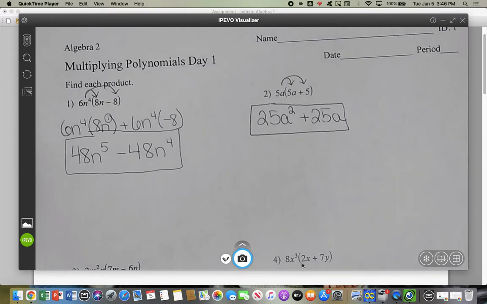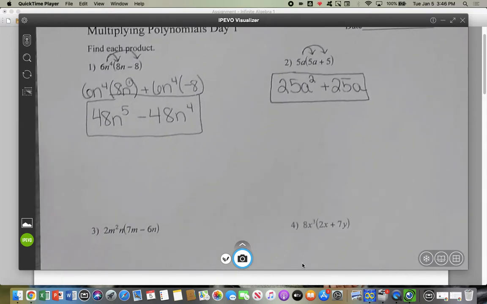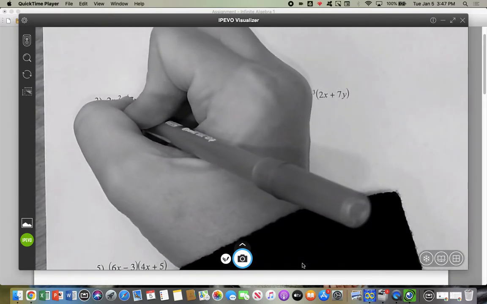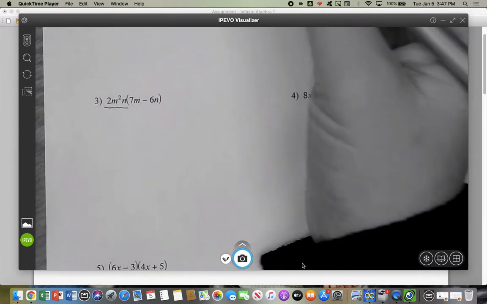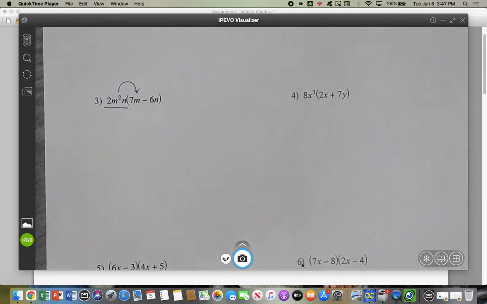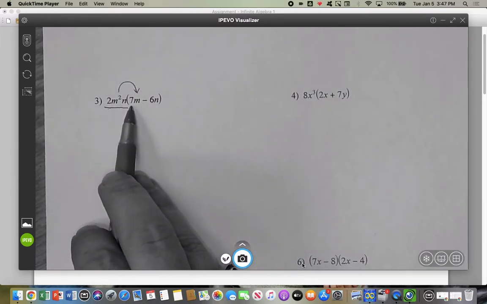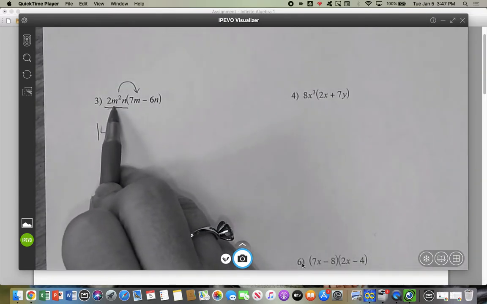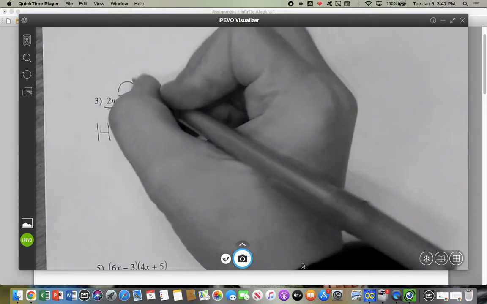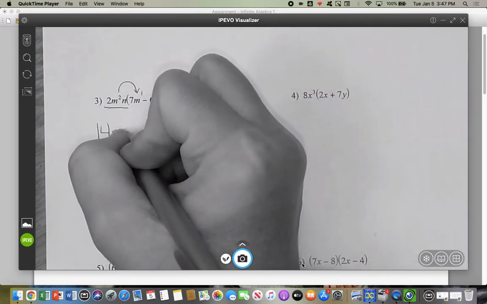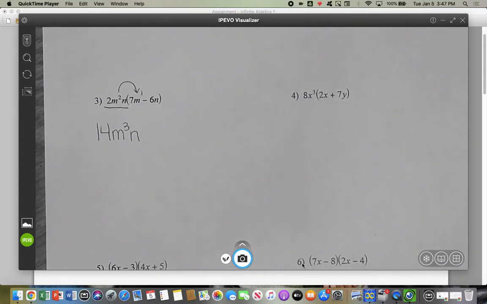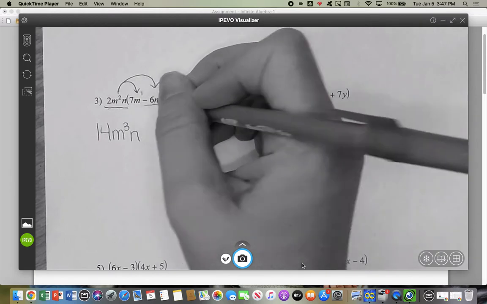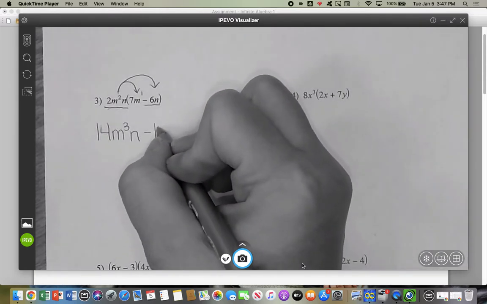If you have multiple variables, we just do the exact same thing as what we were doing yesterday. So like on number 3, we are going to multiply 2m squared n times the first term, 7m. So the first thing I'm going to multiply, 2 times 7 gives me a 14. Now I have an m squared here and an m to the first power there, so that's m to the third, and then I bring down my n. Now on my second one, 2 times negative 6 gives me negative 12.